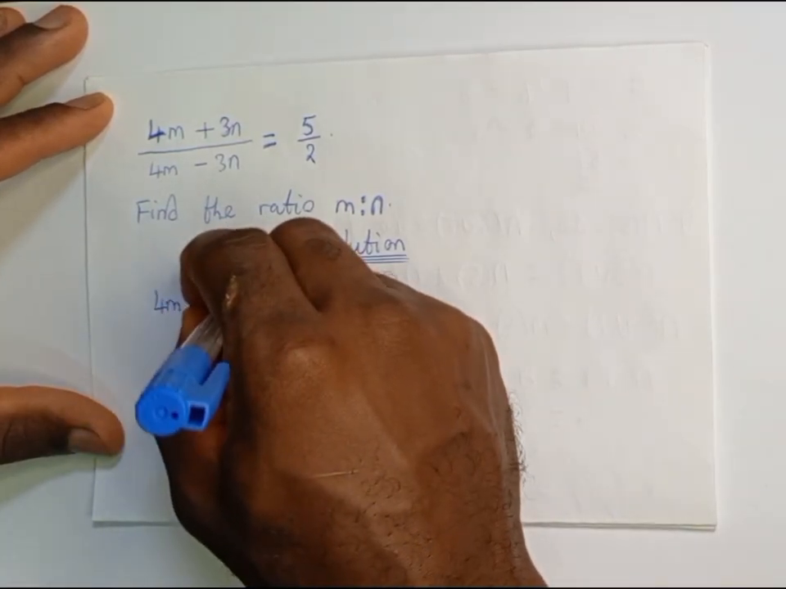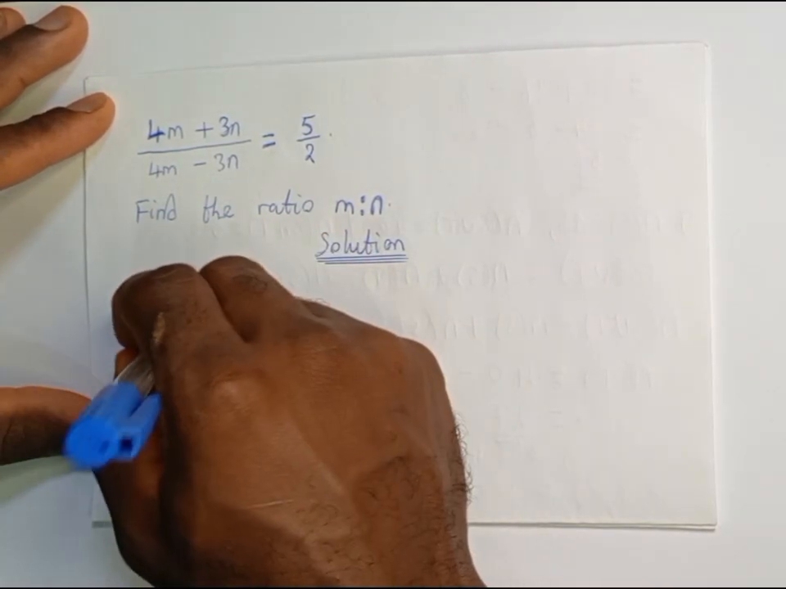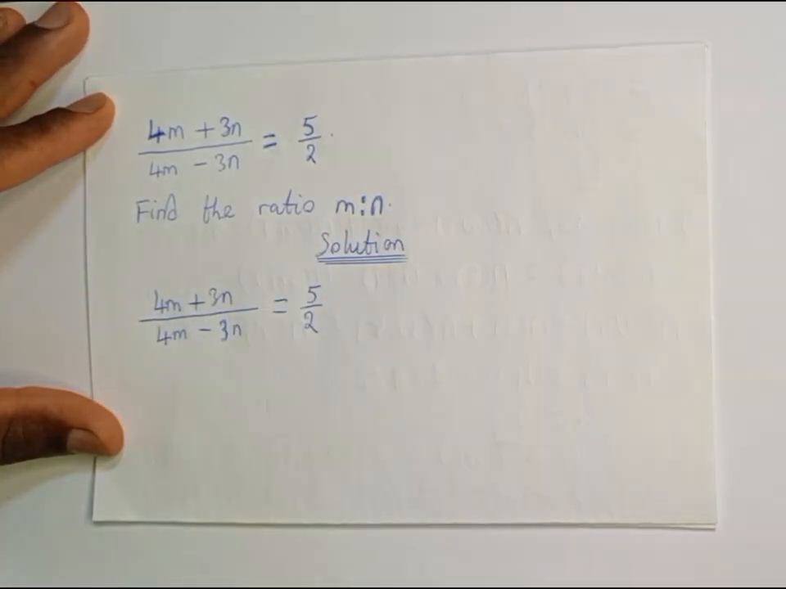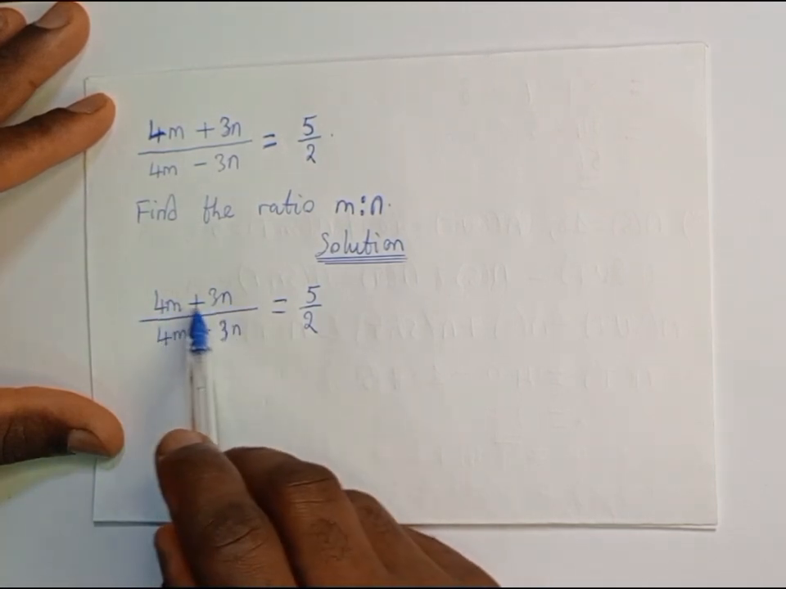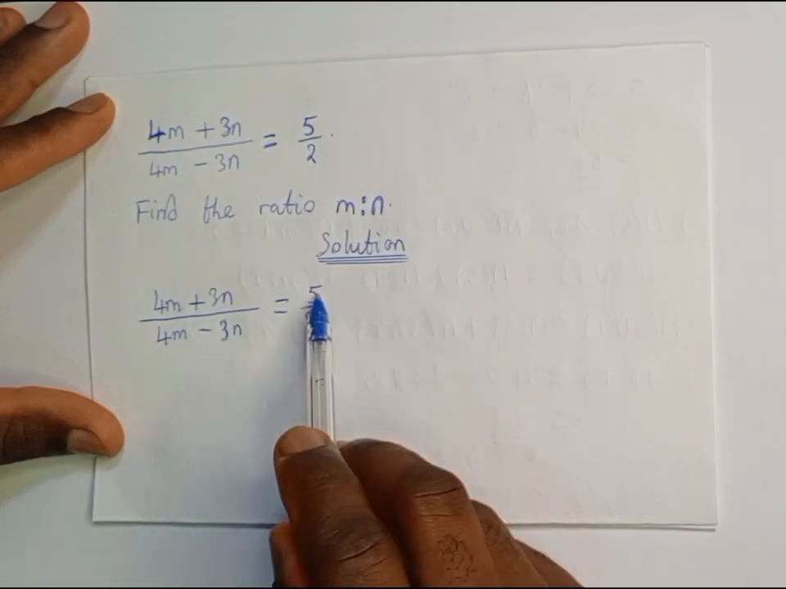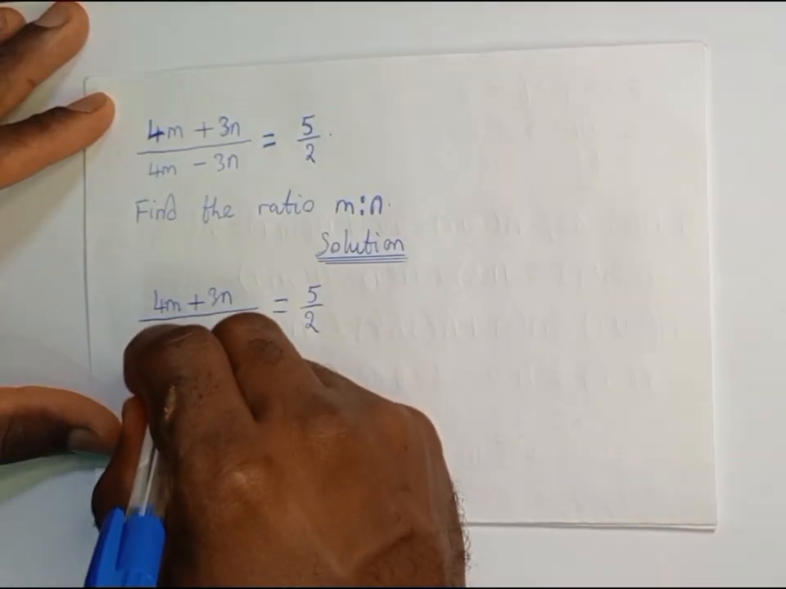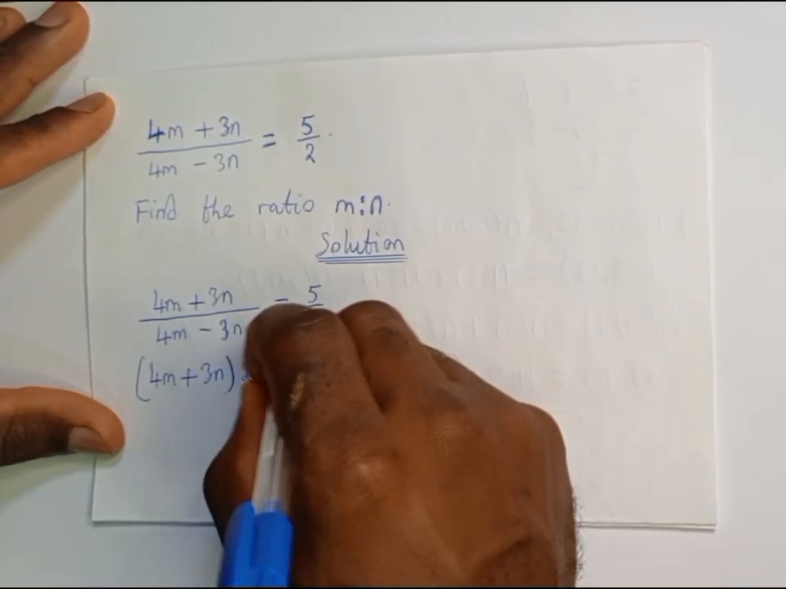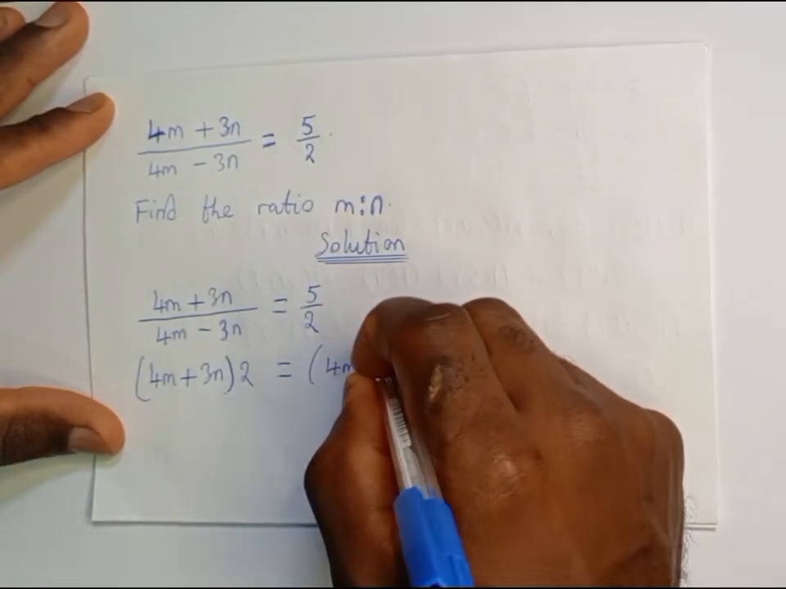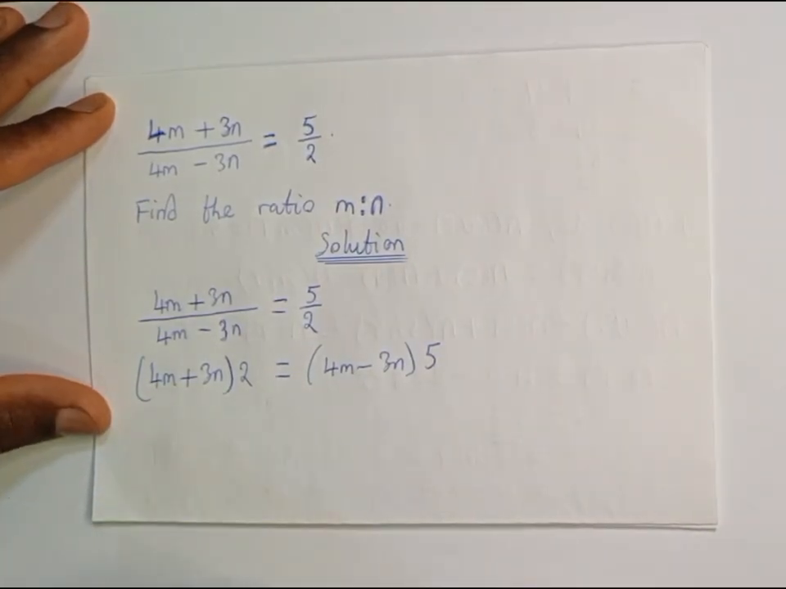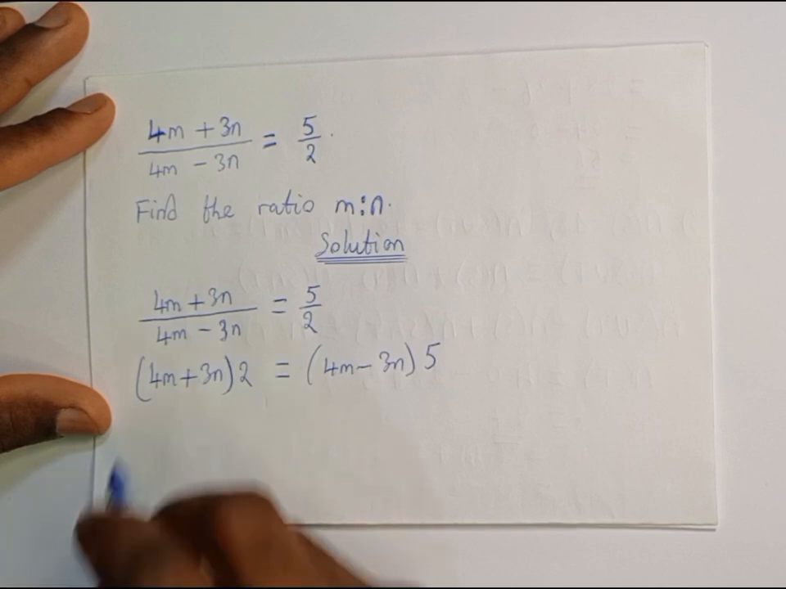4m plus 3n all over 4m minus 3n is equal to 5 all over 2. What we are going to do is perform cross multiplication. We take 4m plus 3n times 2, and we equate it to 4m minus 3n times 5. This will give us (4m plus 3n), brackets meaning multiplication, times 2 is equal to (4m minus 3n) times 5. Next, we have to expand the brackets, then we bring the like terms together.